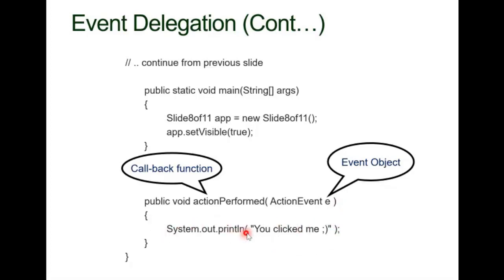System.out.println. That means once you click the button, it will call the callback function. That means it will run the callback function, and then through the event it gives you the output. So it will give you the output, "you click me". Okay, I hope you understand the concept of how the event is delegated and gives the outputs.